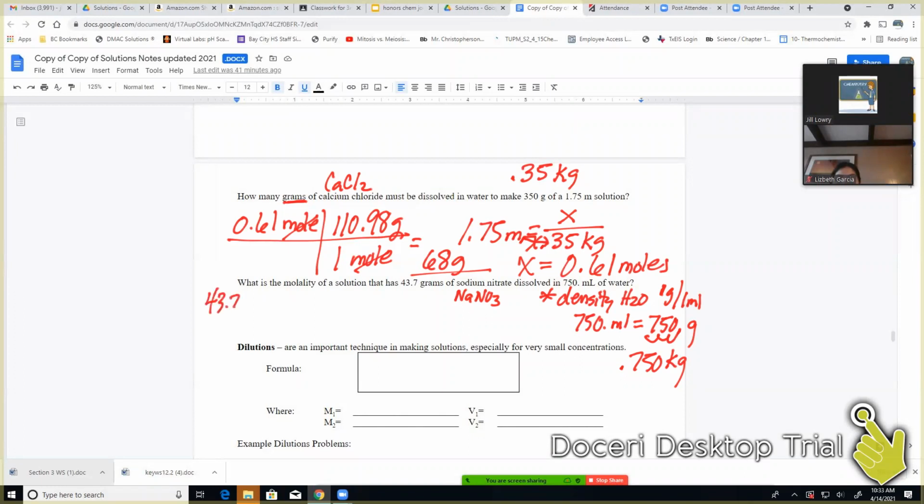So I would take my 43.7 grams and I would divide that by the molar mass, which is 85 grams per 1 mole. So 0.514 moles divided by my kilograms I got right there, 0.750 kilograms. And I'd get me a little answer. 0.685 little m. Is that what you got? So just remember that density of water. There's some in your practice, but I'll talk about those tomorrow.